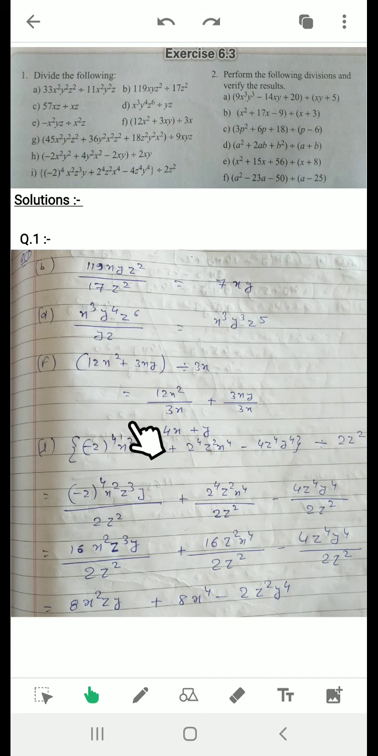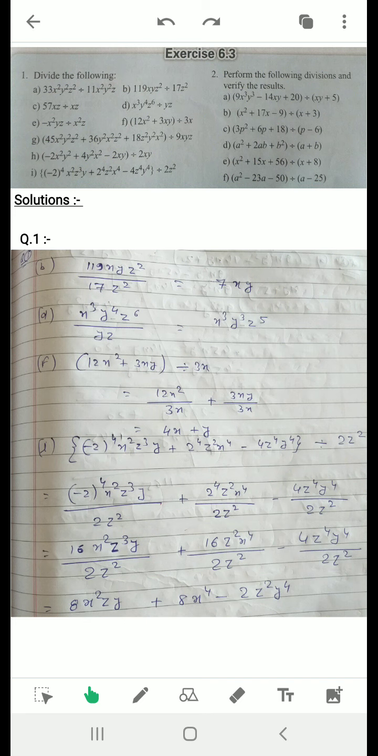Now 2 power 4 can be written as 16. I can simplify, minus 2 power 4 will be 16. The rest I left as it is. The other things I didn't change, and this 4z4 y4 divided by 2z square I have written unchanged. Now I will divide. This 16 divided by 2 will be 8. This x square will be as it is, z power 3 by z power 2 will be z power 1, y. Similarly, you can divide the others also. Okay, so these were the questions in question number 1.